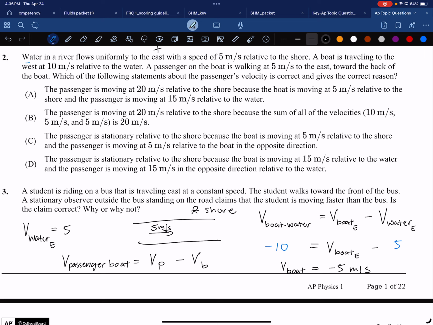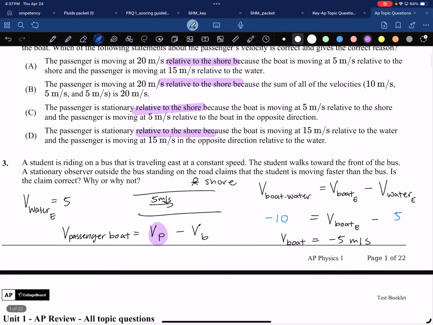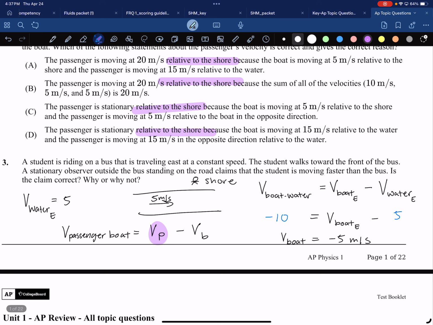Which of the following statements about the passenger's velocity is correct? Just by skimming the answer choices, it looks like it wants me to solve for the speed that's relative to the shore or the earth, right? So it looks like it wants me to solve for this one. That means I need to have everything else to solve for it. I already have velocity of the boat, negative 5. Negative 5 can be plugged in here. And didn't my question give me velocity of passenger to the boat? Yeah, it did. So let's go ahead and plug that in.